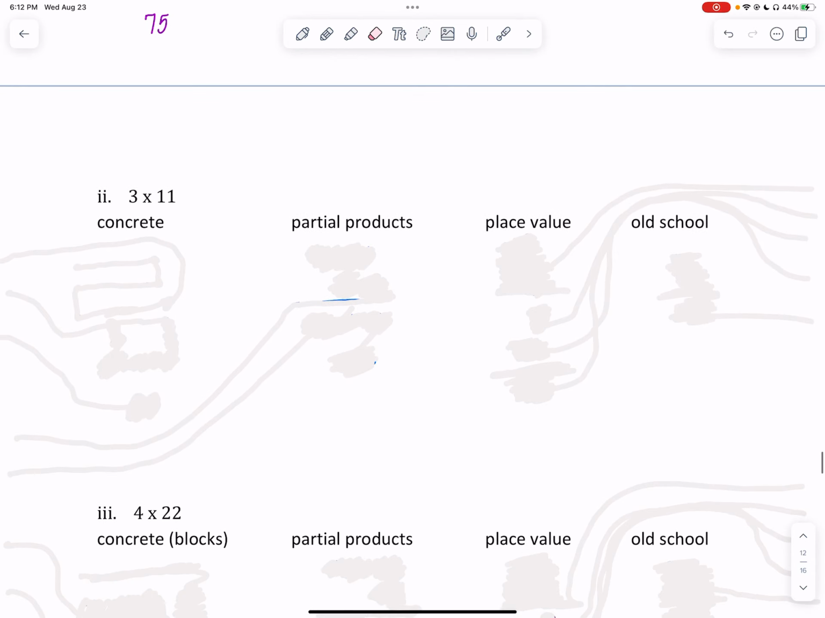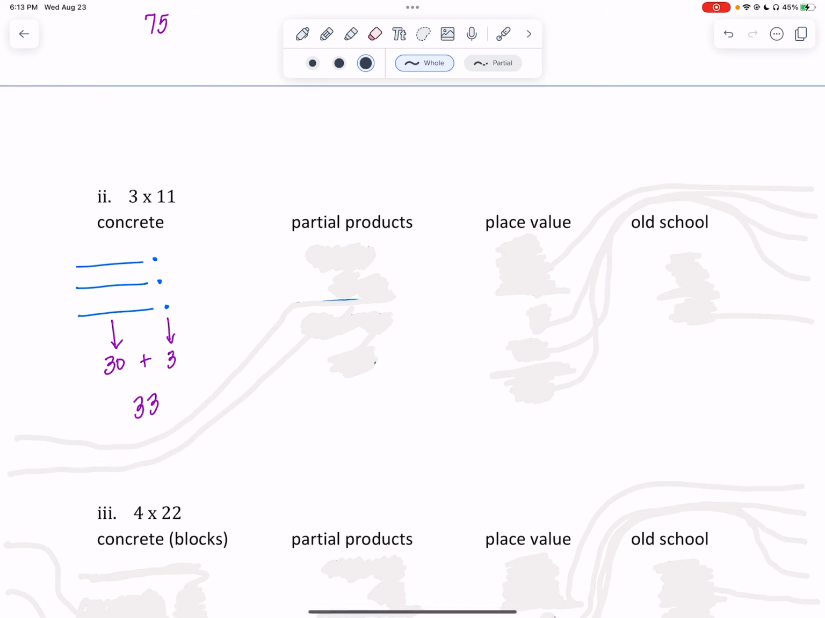3 times 11. So we're going to have 3 groups of 11. There's my 11, 1 rod and 1 unit, and I've got 3 sets of them. My rods together are going to give me 30, and then I've got 3 units. When you add them together, that gives me 33. I love this concrete method because your students will have already been playing with base 10 blocks for months, maybe even years before you get to the multiplication. They're very familiar with that, and you will see some aha moments happening when you teach it that way.